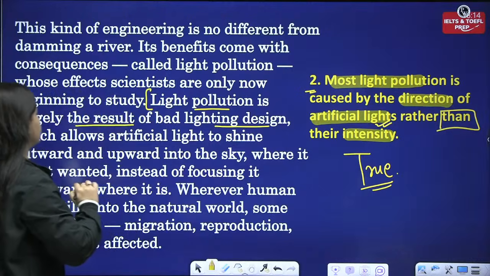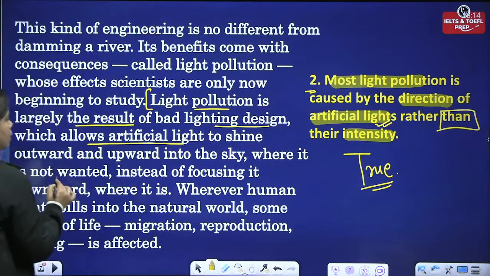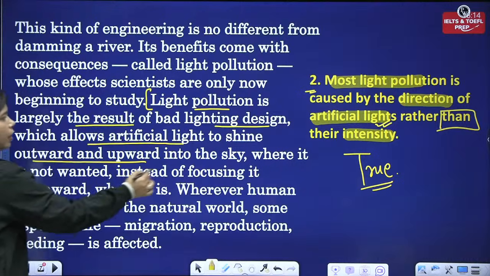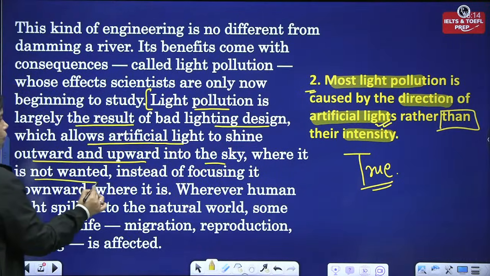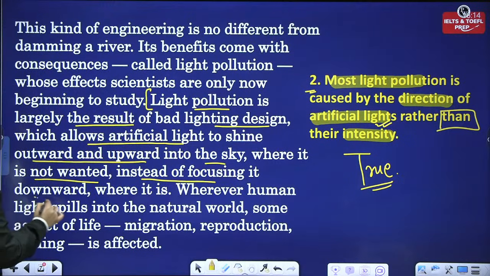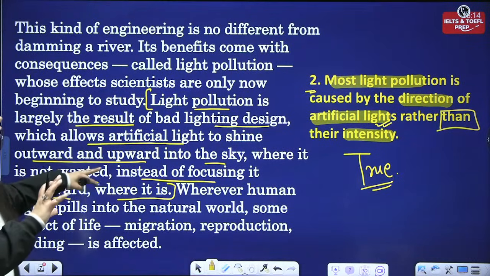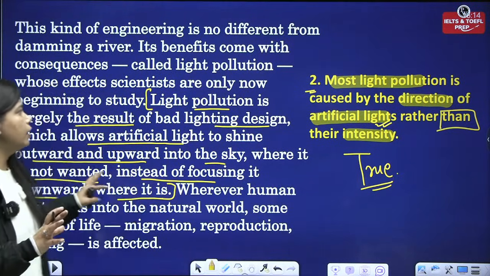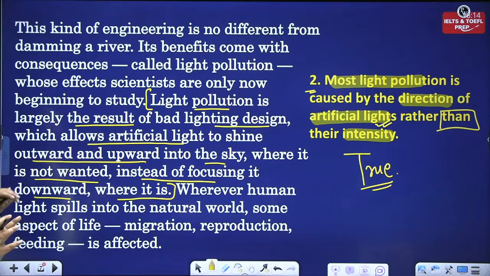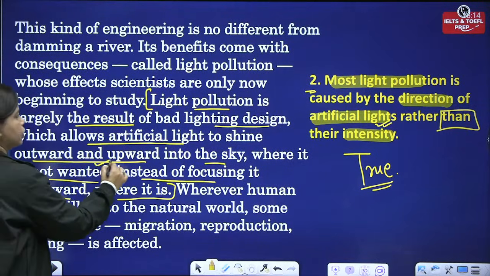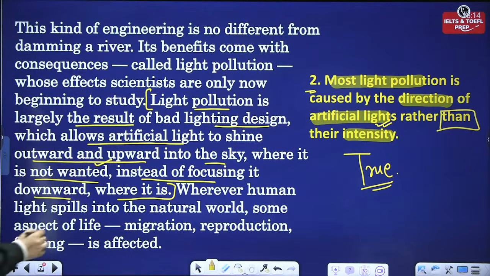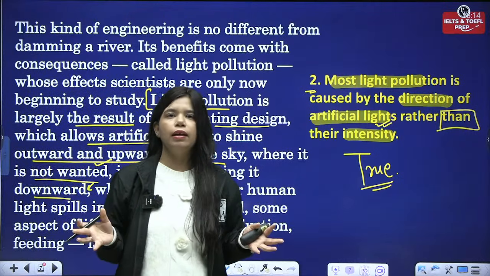Lighting design की वजह से होता है, which allows artificial light to shine outward and upward into the sky where it is not wanted, instead of focusing it downward where it is. So why exactly light pollution is being caused? Because of this bad lighting design, and they are connecting it with the direction of the light. कि क्या direction है? It allows artificial light to shine outward and upward, कि इस direction में light shine होती है into the sky, instead of focusing downward. लेकिन downward चाहिए होती है उसकी direction, वहाँ पे focus करती नहीं है artificial lights.